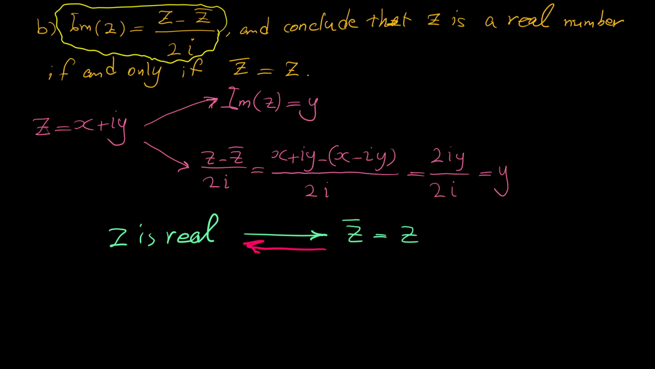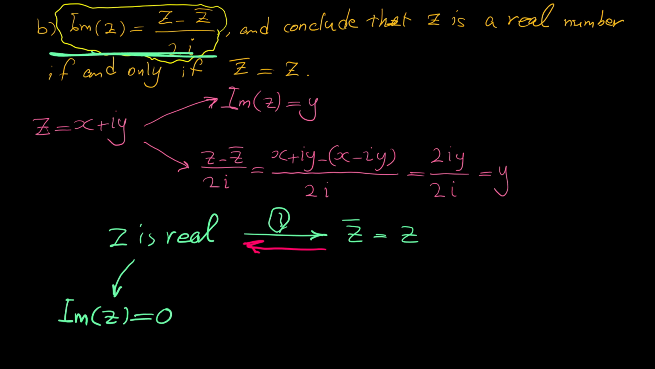First, we prove this side of the identity. If z is real, then z conjugate is equal to z. So let's start. Z is real. When z is real, it means what? It means that the imaginary part of z is 0. This is the definition of a real number. A real number is a number that has no imaginary part. So the imaginary part of z is 0.